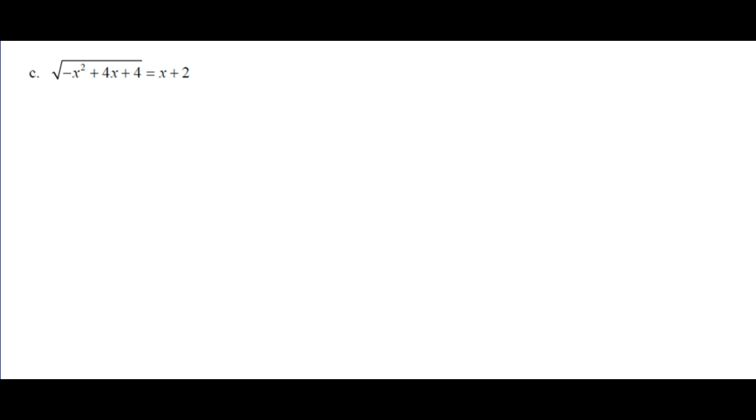Okay, is this the next one? Yeah, it should be. All right, now we up the ante. So, solving a radical equation, you must isolate the radical, and it is. So now what do we do next? We square both sides. What's the square of the square root of negative x squared plus 4x plus 4? Just whatever's under that radical sign, right? So negative x squared plus 4x plus 4, and what's the square of x plus 2?